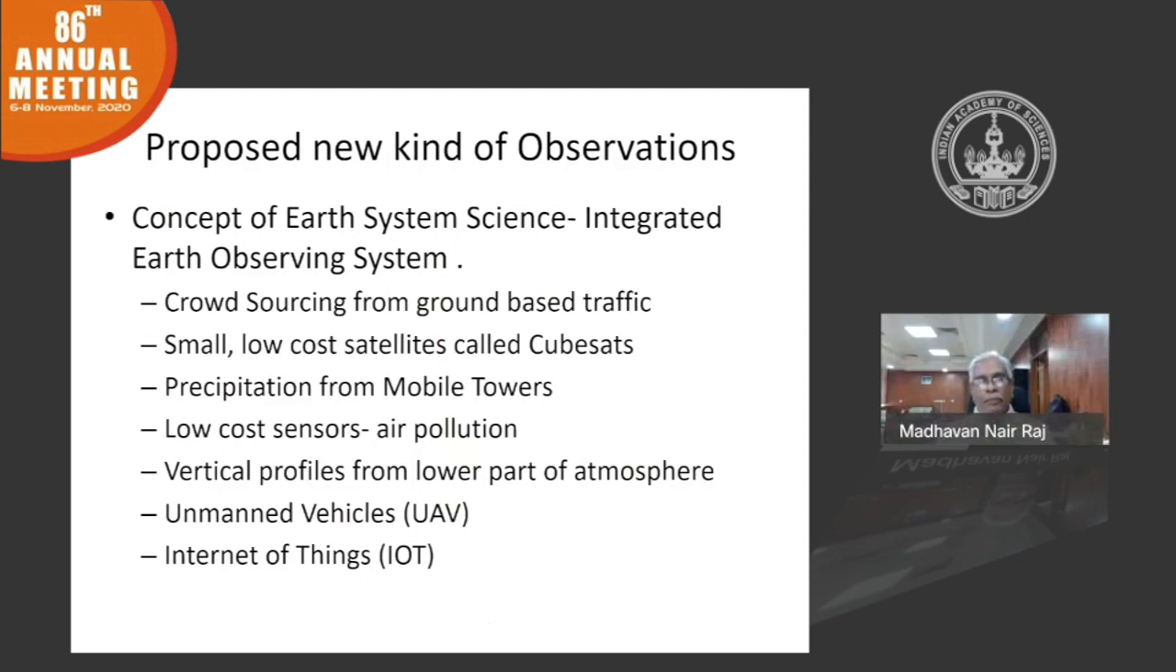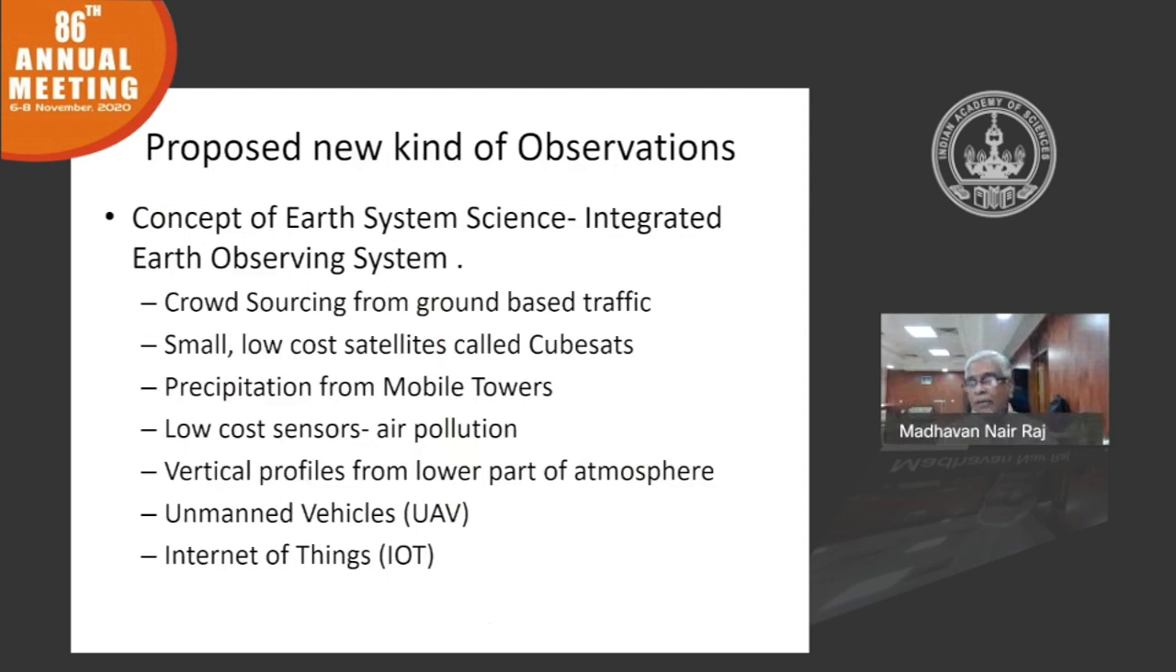Recently, a document has been prepared for WMO, and there are very innovative ideas coming up. What kind of observation? For example, crowdsourcing from ground-based traffic. When people travel, we can have a mobile app, and they can get the observations and pass them on to you. It will be very unconventional. It may not be at a fixed time, but the observations are very useful. So crowdsourcing is one possibility, one solution.